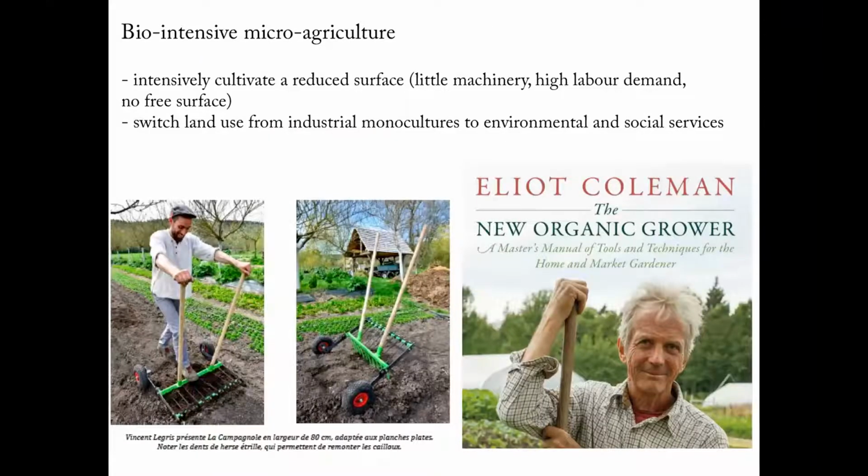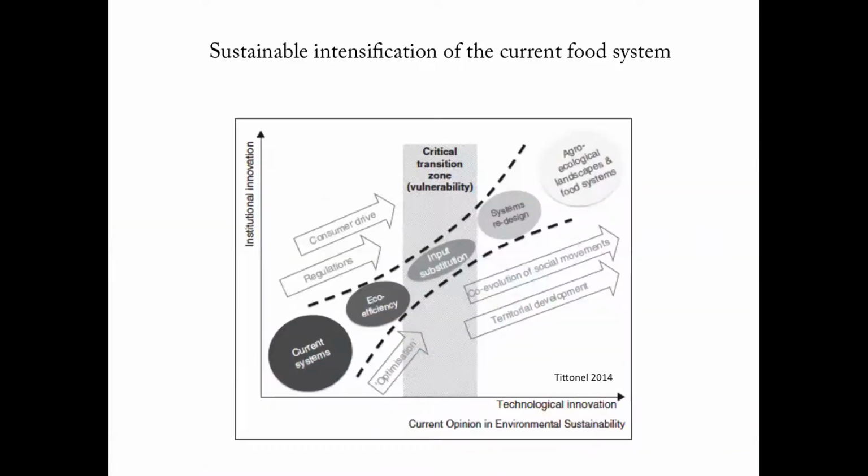You may find more information in these books, and for example, Eliot Coleman's is a very nice overview of this system. So this goes in this direction towards ecological intensification of our landscape and food system.